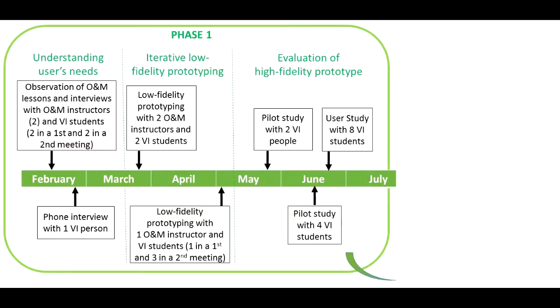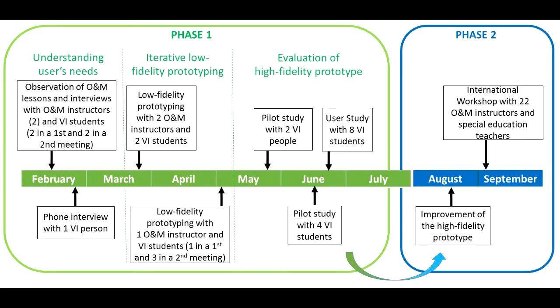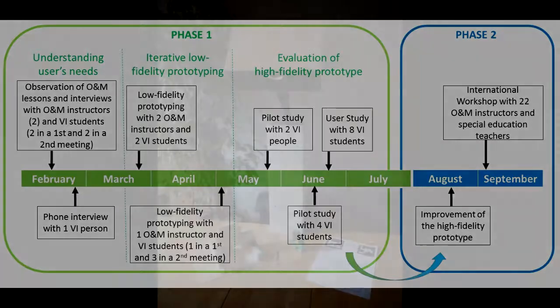Our project consisted of two phases. Phase 1 comprised a participatory design phase with 15 low vision and blind people, 3 orientation and mobility instructors, and 4 professionals from a local special education center over a period of 6 months. Phase 2 comprised an international workshop with 22 teachers and orientation and mobility instructors in which we collected qualitative feedback.